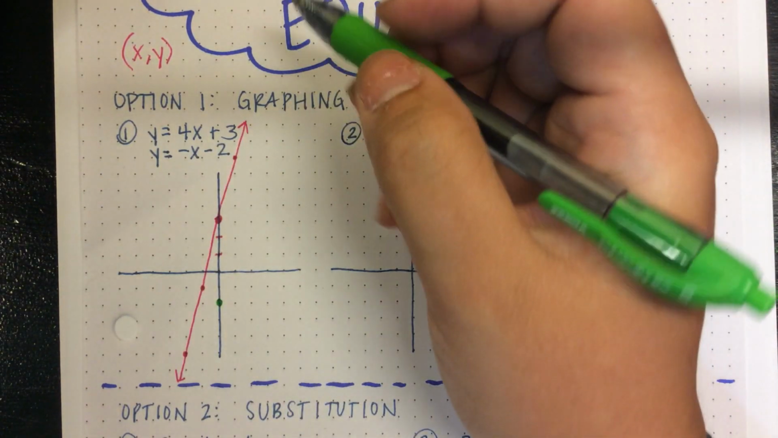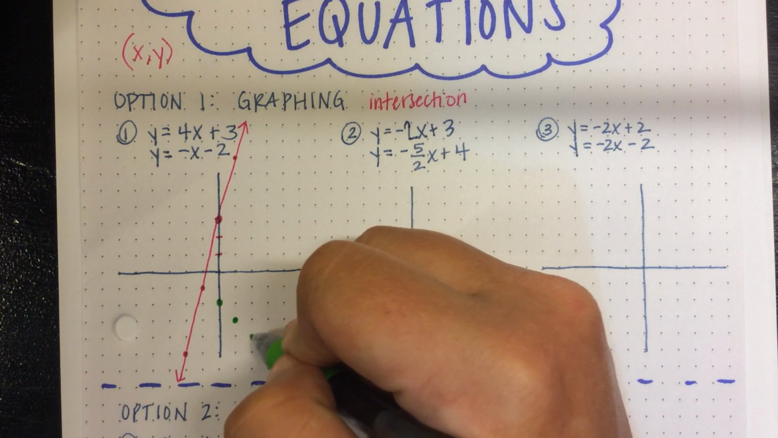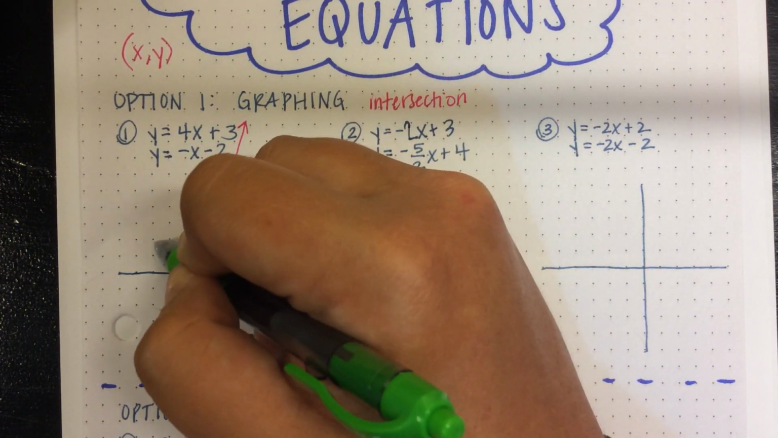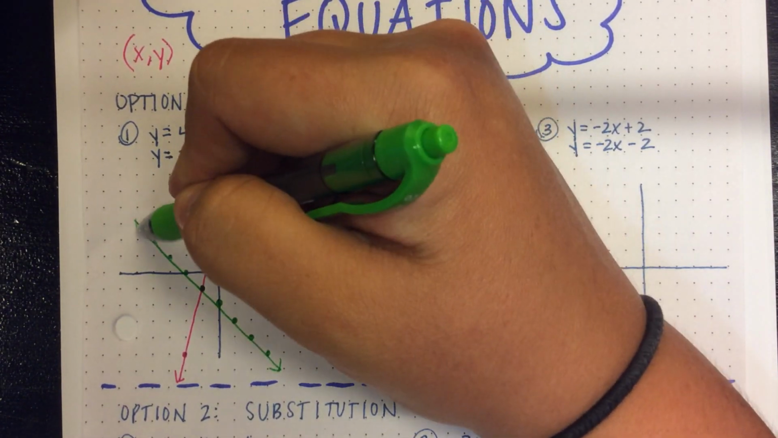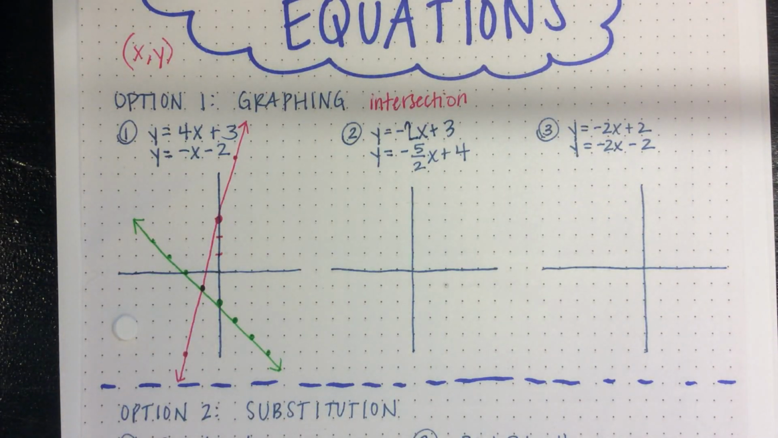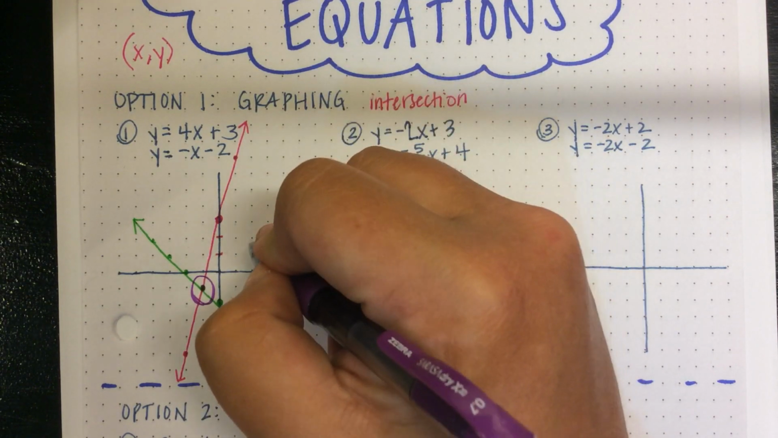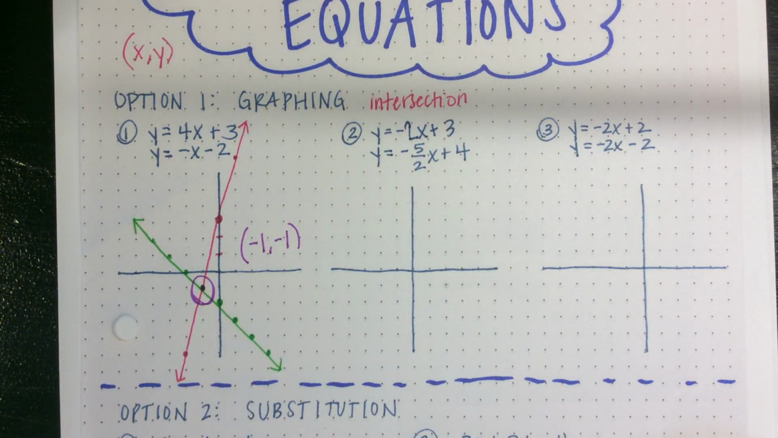Our second line, negative x minus 2, I'm going to start at negative 2. And then my slope is negative 1. So that means I can go down 1, right 1, or I can go up 1, left 1. I'm filling in a few more than we need. And the solution to my system is where they intersect. So my intersection is right here, and that coordinate point is negative 1, negative 1. So that's the solution to this system.